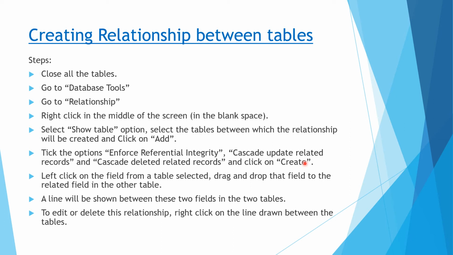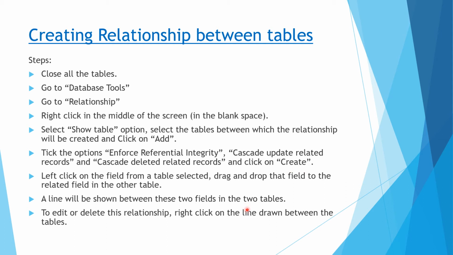Okay, do you want to do that? Yes. And then cascade delete related records. It means that if you want to delete some records from one table, will it be okay for you that the computer will automatically delete the same record in the other table also? That will be yes too. Okay. So after ticking all these three options, you will click on create.